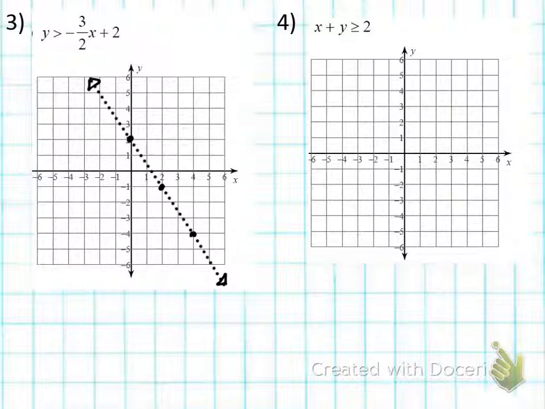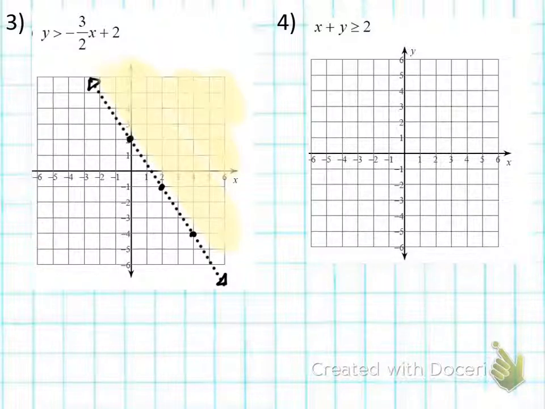So it says y is greater than negative 3 halves x plus 2. So above or below? You should all be working on this right on your iPads. And that's number 3. So I want yours to look like mine. I'm going to check up on you in 30 seconds. Make sure yours looks like mine. I'm going to look at all your papers and iPads.